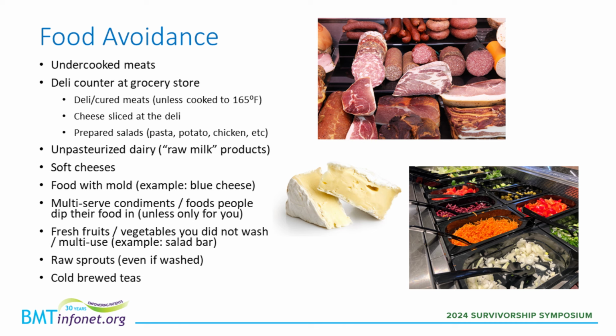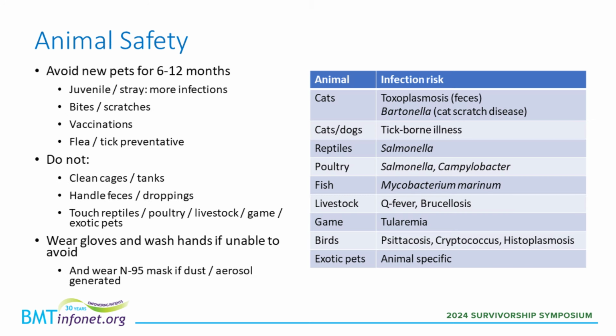You want to avoid fresh fruits and vegetables that you did not wash and or are multiple use, such as a salad bar. Raw sprouts should not be eaten even if they are well washed because bacteria can get into the inside of those sprouts. And you also want to avoid cold brewed teas.